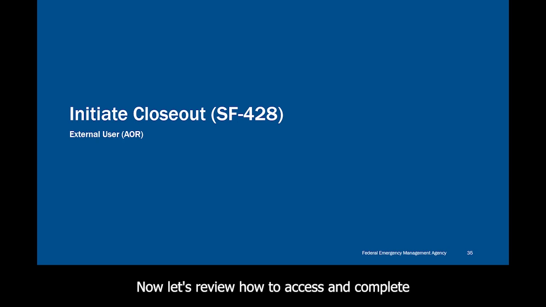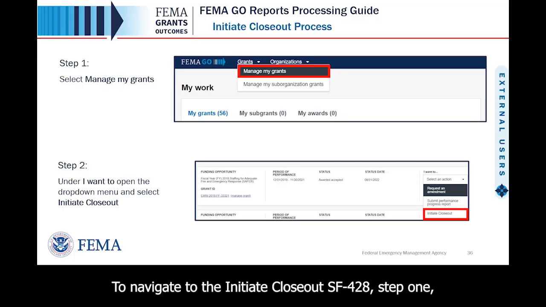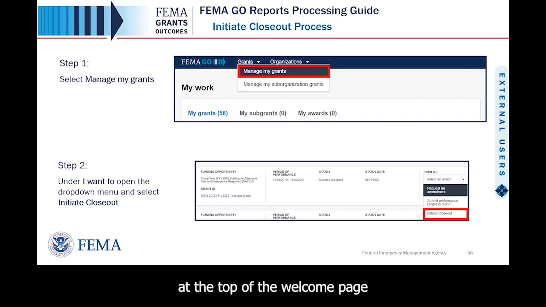Now let's review how to access and complete the Initiate Closeout SF428 as an external user, AOR. To navigate to the Initiate Closeout SF428, Step 1, start by selecting Grants in the top blue banner at the top of the Welcome page and select Manage My Grants to navigate to your list of grants to manage them. Step 2, under I Want To, on the right side of the screen, open the drop-down menu and select Initiate Closeout. This will take you to the Initiate Closeout screen.